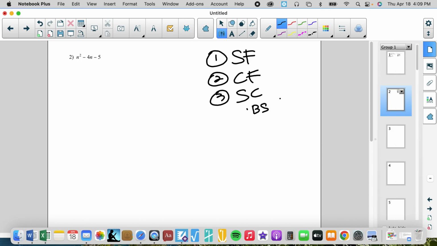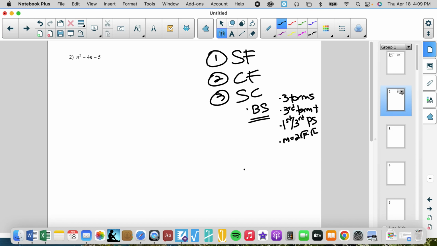So remember, a binomial square has 3 terms. Third term positive. First and third are perfect squares, and the middle equals 2 times the square root of the first times the square root of the last. So we're not going to go into those more than this first example.